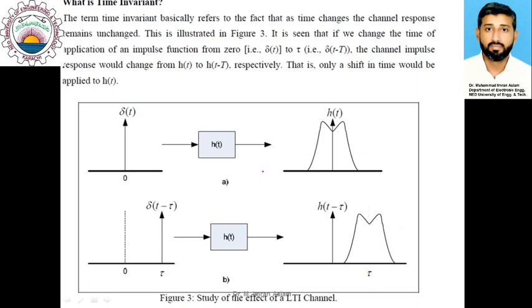So primarily, if the channel is time invariant, then causing a delay in the input side will not affect the output of the system. It only delays the output. The same delay is observable in the input and output side. The delay remains the same, and the shape of the output signal remains the same. So this is the representation of time invariance: whenever we change the time of application of the input, we do not observe any change in the shape of the output.